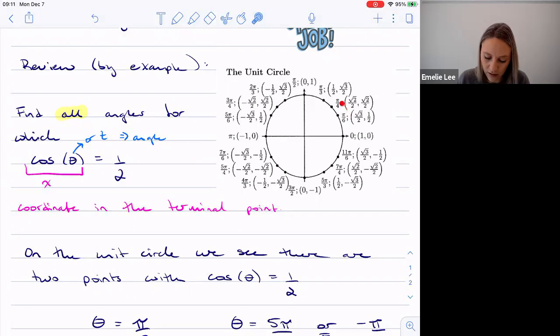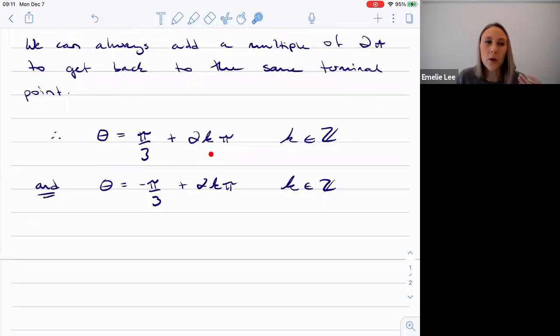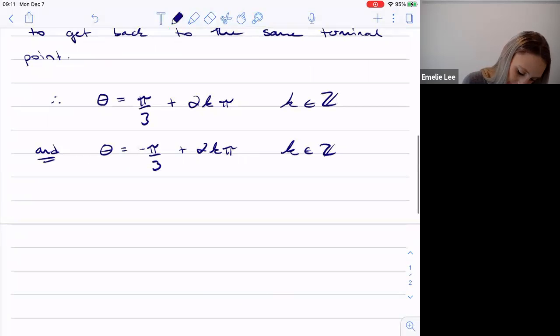So first thing you're going to do is scan the circle, find all the points where the x value is 1/2. And then remember, you can always add multiples of 2 pi, right? And usually we write 2k pi, but you can write k2 pi, I guess. That seems weird. Okay. So that's the end of our review.